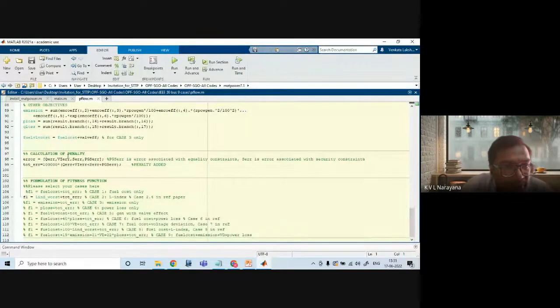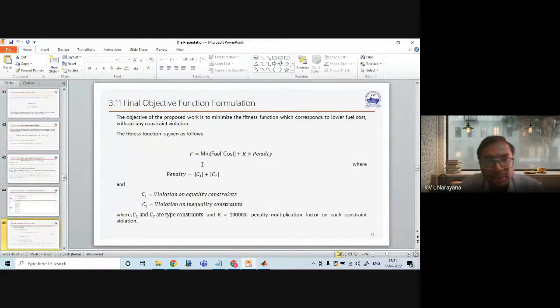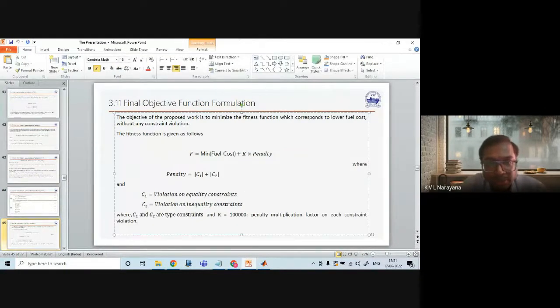So calculation of the penalty. So this error is added. So finally, as I have shown earlier, this is the finalized objective function to be used for the optimization algorithm. In the optimization algorithm, the penalty is to be added.